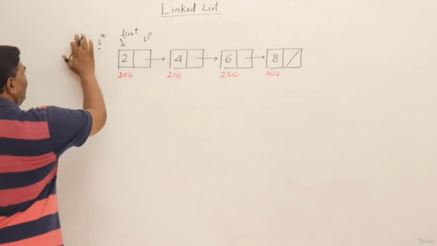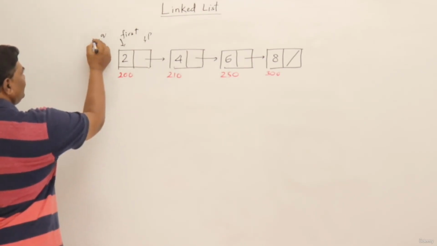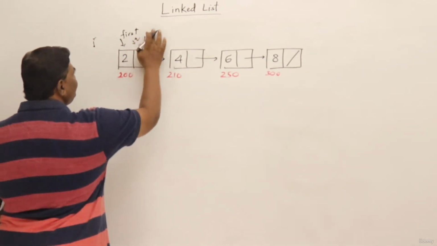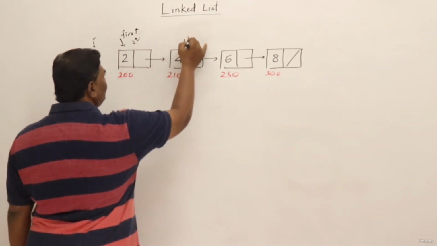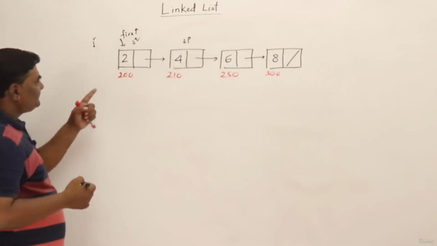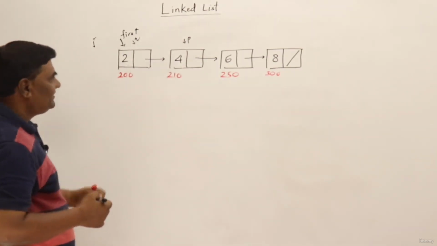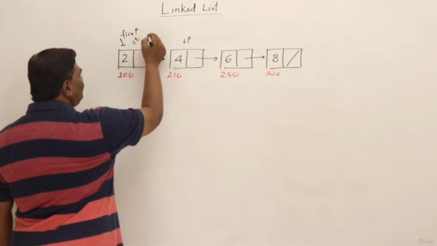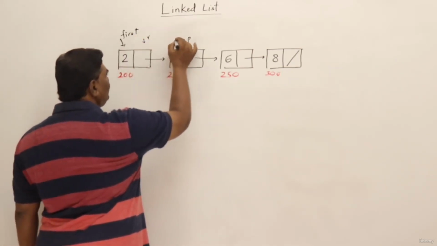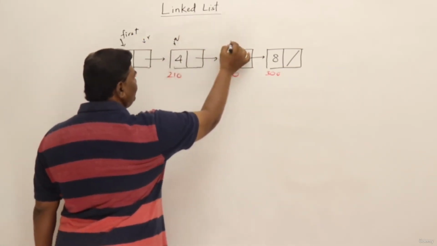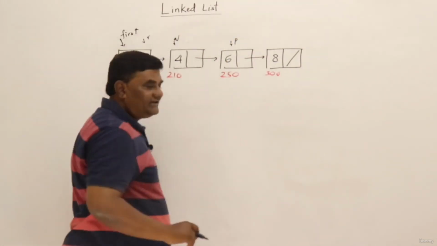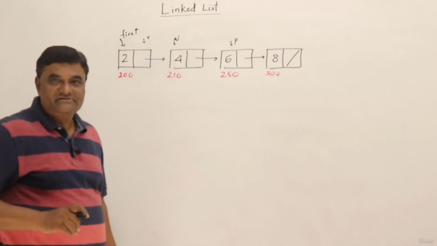See, first R should come onto Q, and Q should move onto P, and P should move to the next node. This is one movement, one step. Then continue. R should come onto Q. Q should move onto P, and P should move to the next node. See, all 3 are moving together. That's why I'm calling them sliding pointers.